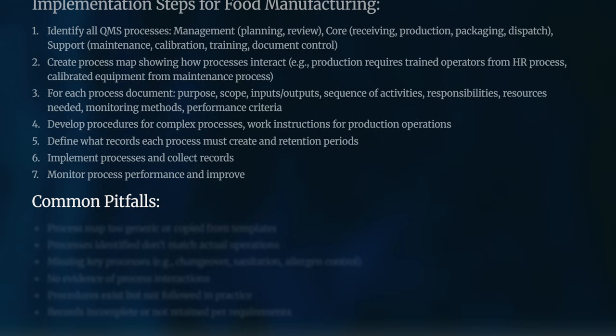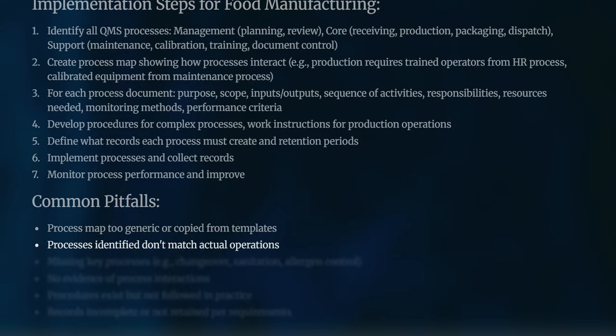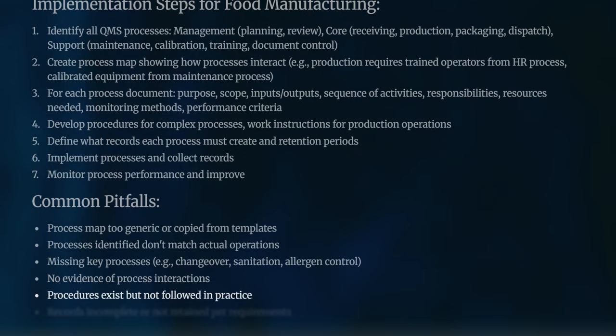The common pitfalls to avoid here: avoid a process map that is too generic or copied from templates, avoid processes identified that don't match actual operations, avoid missing key processes, for example changeover, sanitation, or allergen control, avoid no evidence of process interactions, avoid procedures that exist but are not followed in practice, and avoid records that are incomplete or not retained per the requirements.